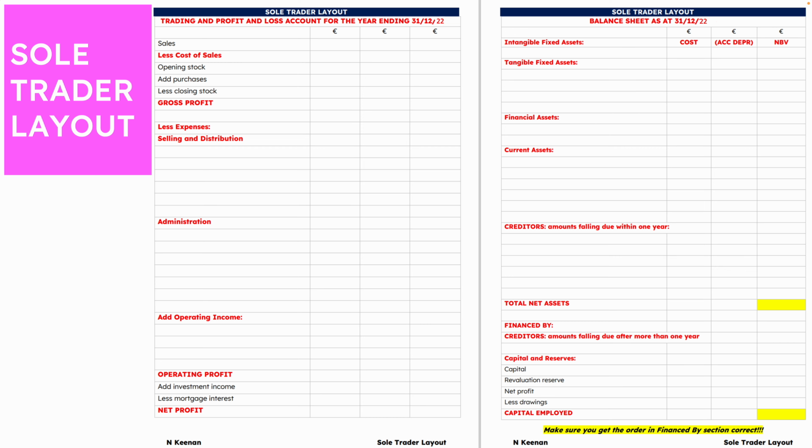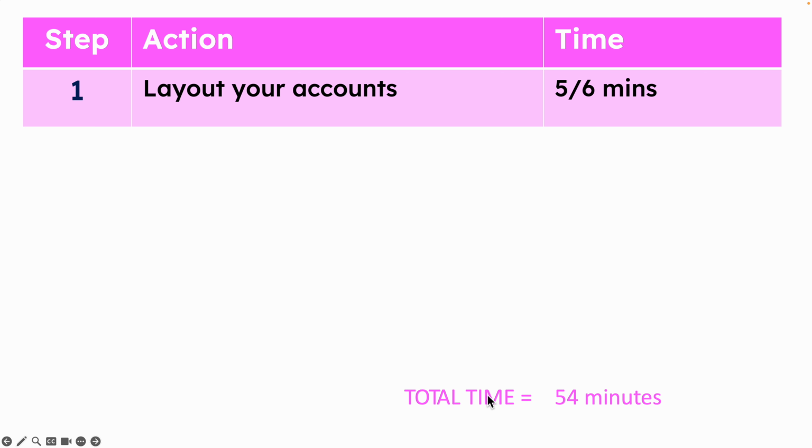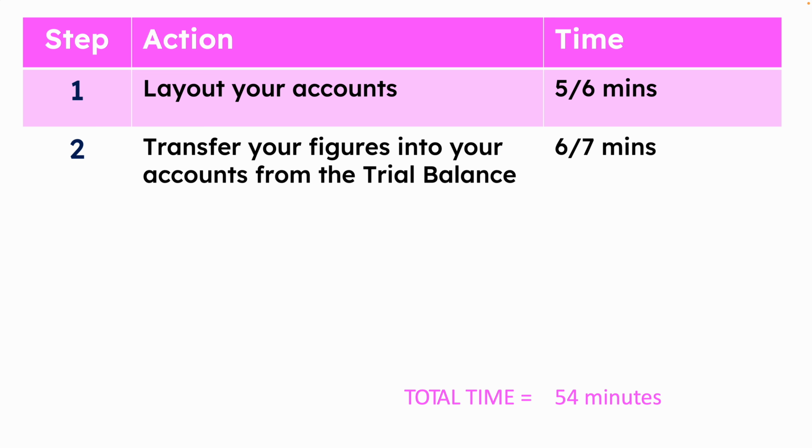Whereas the balance sheet on the right hand side is like a snapshot. It's like a picture of all the assets and all the liabilities that the business has at the end of the year, on the 31st of the 12th. So about 5 to 6 minutes writing that down, and then at least you have the foundations done. You have the layout done. You no longer need to think about the layout. Now it's very important that you get the order of things correct, especially from the finance buy down in the balance sheet.